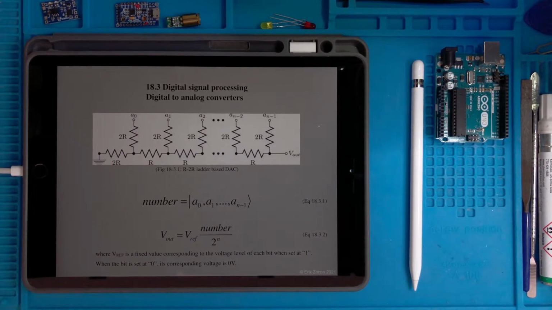Hello. So today we will speak about digital to analog converters. So what we did so far was the analog to digital converter. So we will see that the digital to analog converter is much simpler. So there are different ways to implement this circuit.